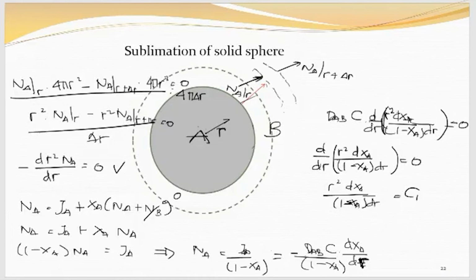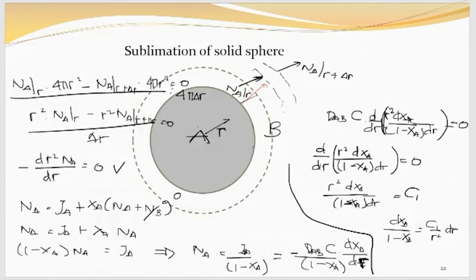Yes, ma'am. So after this, what should we do? Move r square and dr to the right hand side. Okay. So we will get dxa over 1 minus xa equal to c1 over r square times dr.